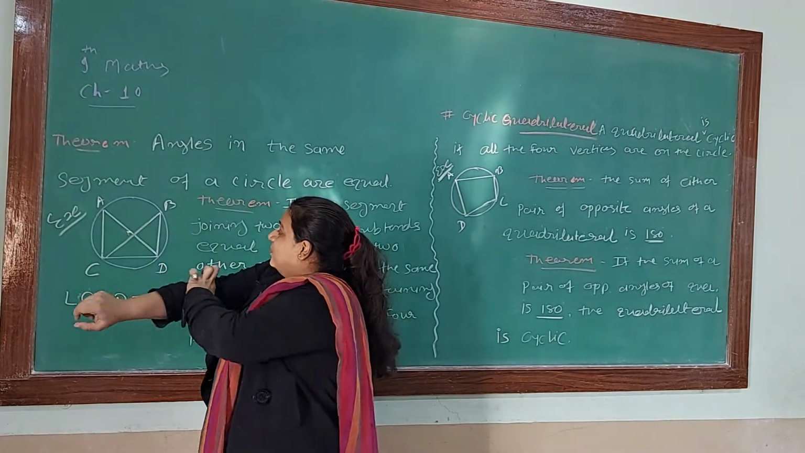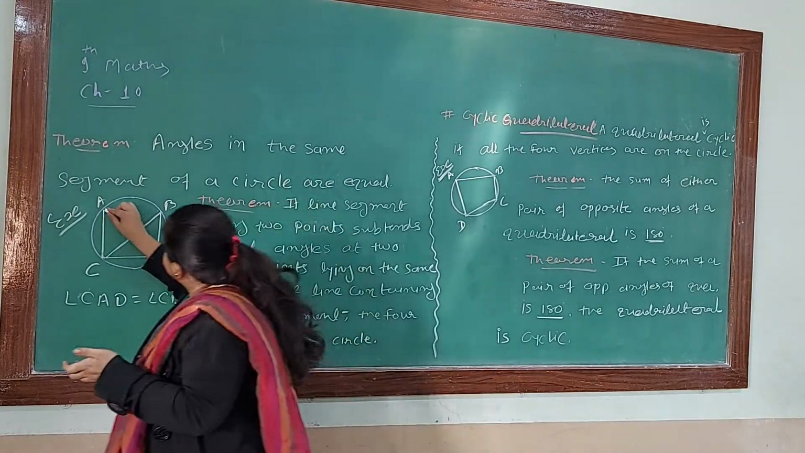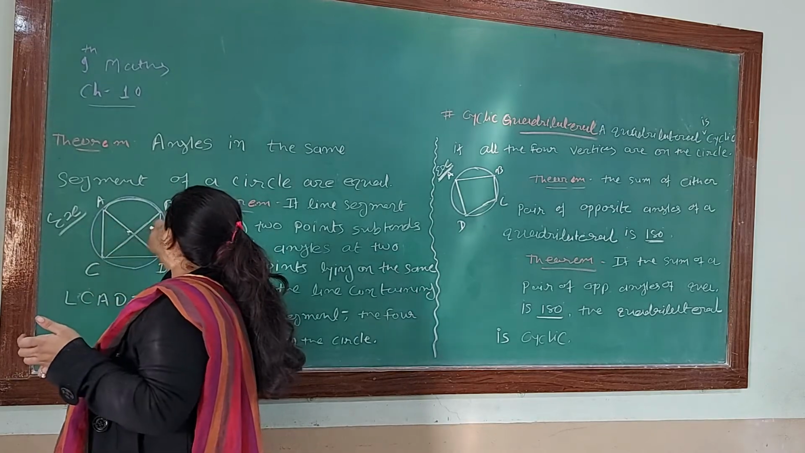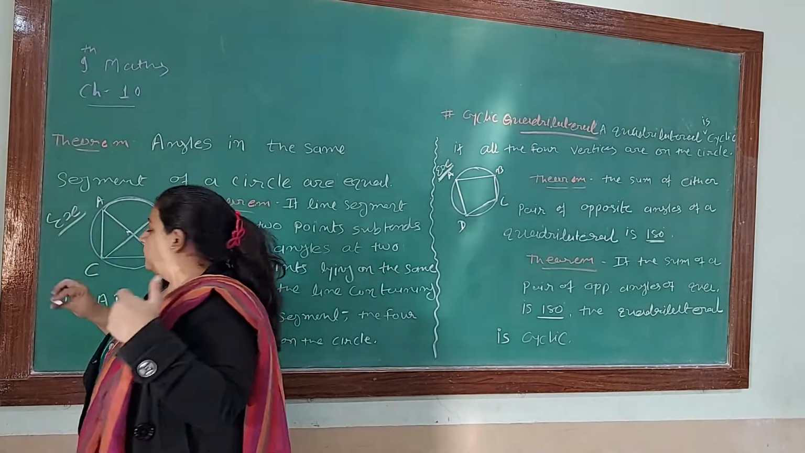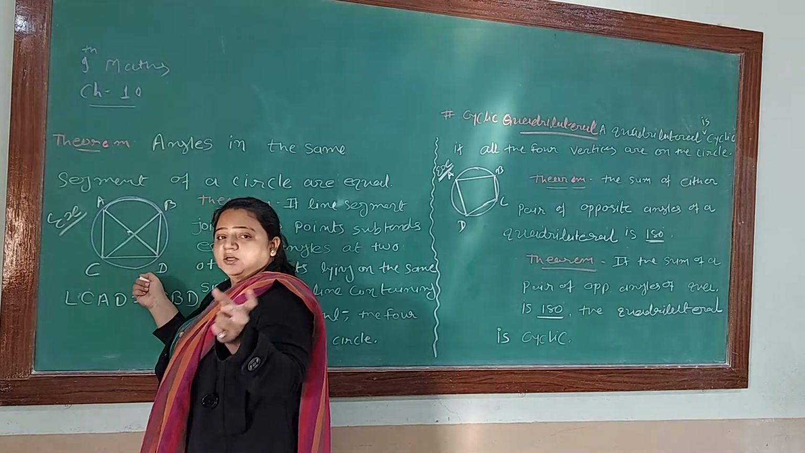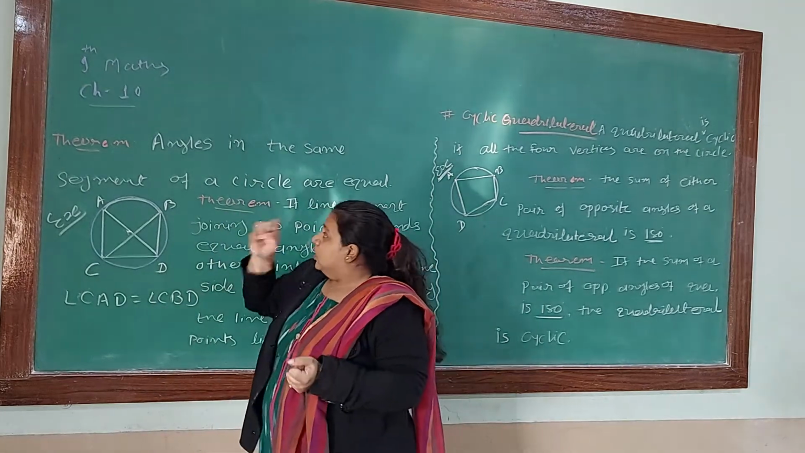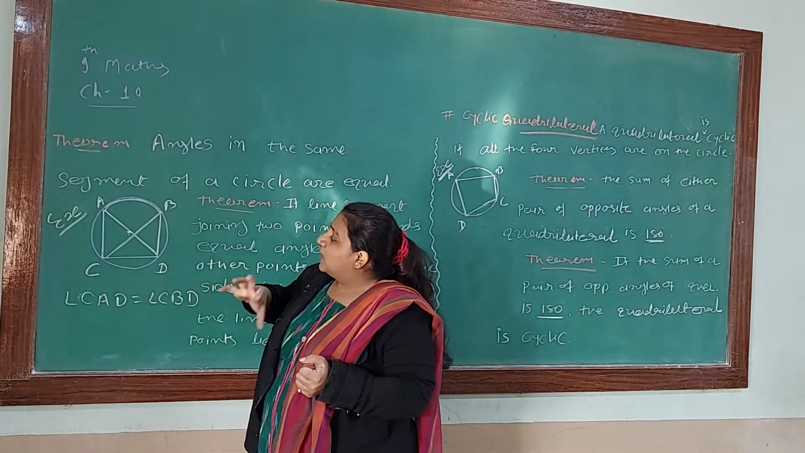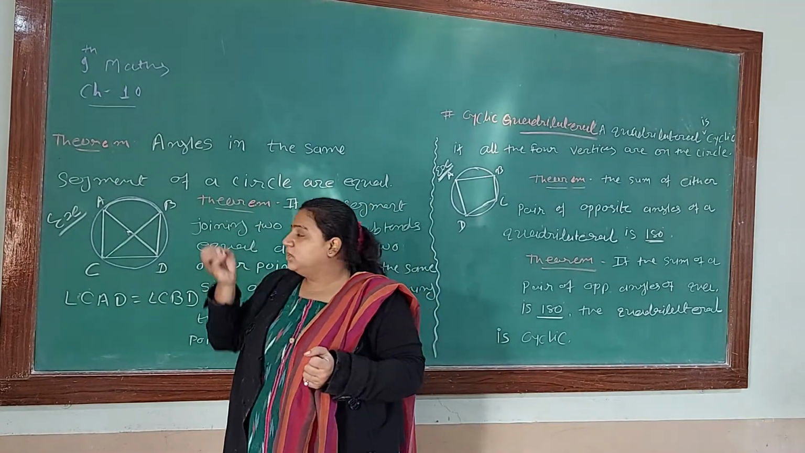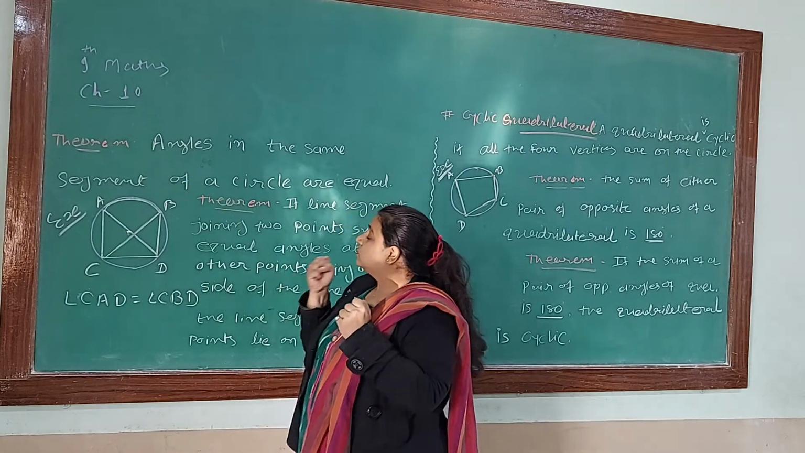So here is the example. O is the center of a circle, and you can see that this is one segment. So these two angles will be the same. Here also, if C and D are both in the same segment, that means they are both equal. If the angles are situated in the same segment, they are the same. That theorem you have to learn and apply in the question.